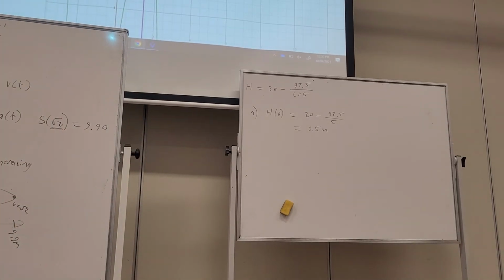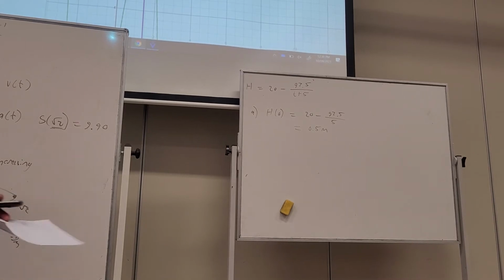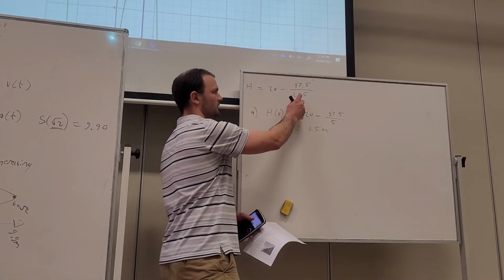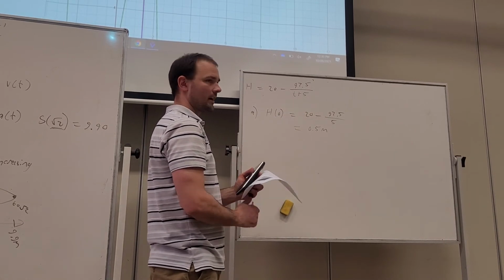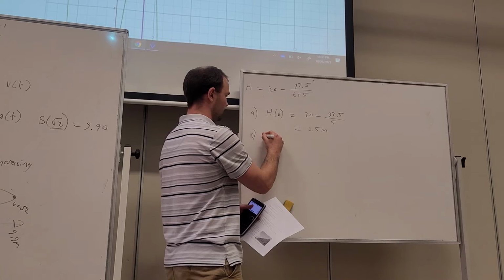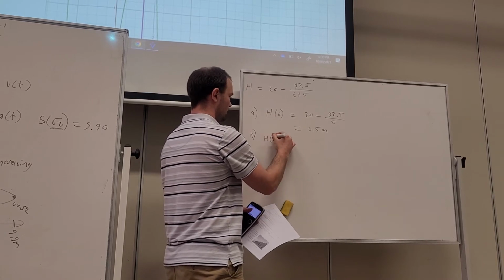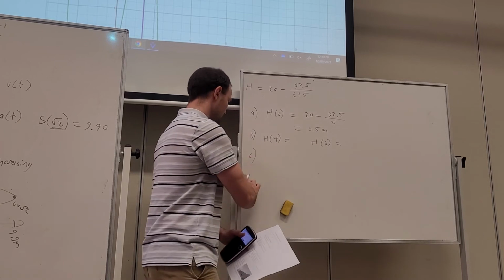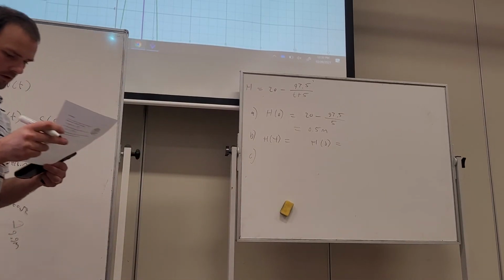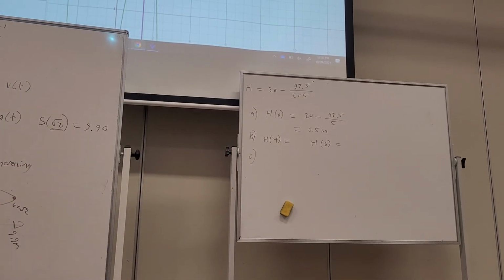All right, next part. How high is it after 4 years, 8 years, 12 years? Okay, so that's just where you put the numbers 4, 8, and 12 into here. So you find h of 4, h of 8, h of 12. I think we can move on from that. Okay, part C. Find the rate at which the tree is growing after 0 years, 5 years, and 10 years.